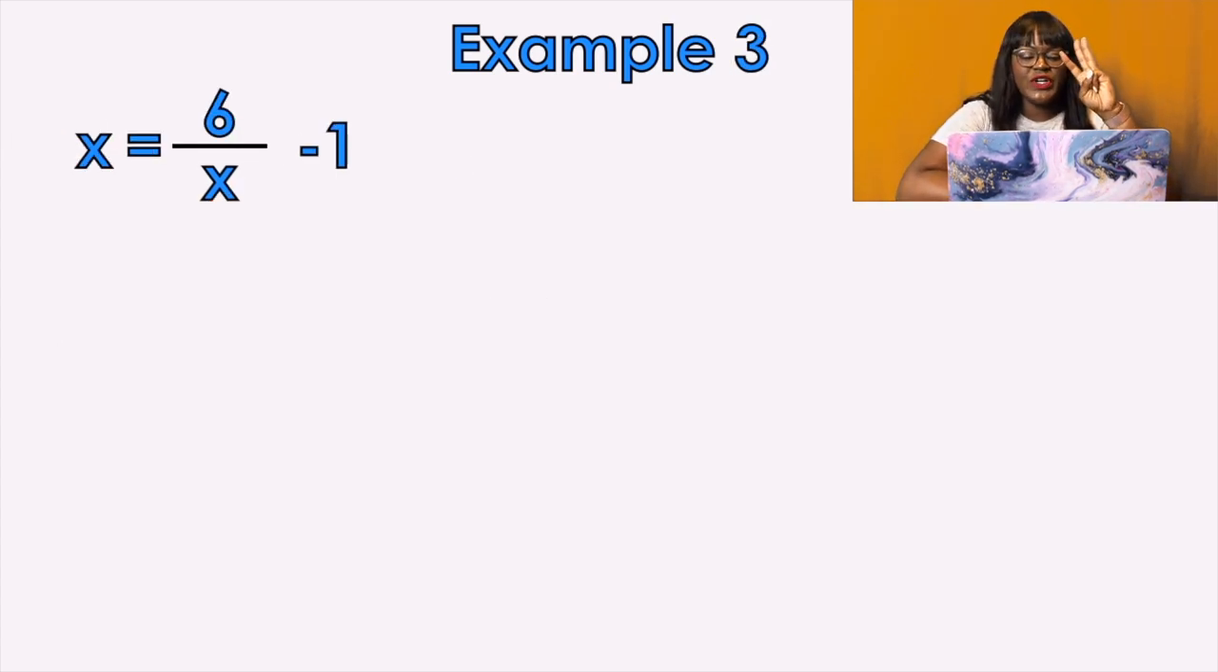Example numero tres, x equals 6x minus 1. I want you to think, based on the first two examples, what do you think you're going to do right now? If you said multiply every term by x, you are correct! Sorry.